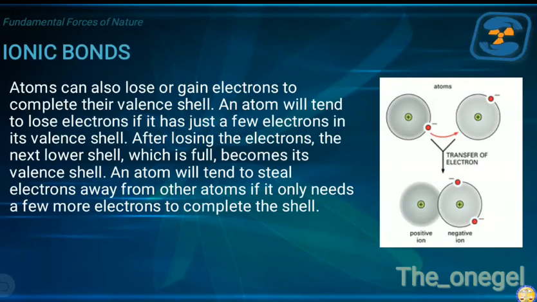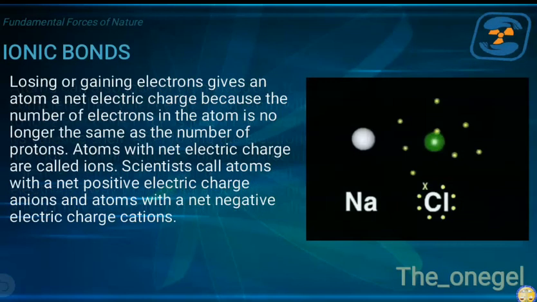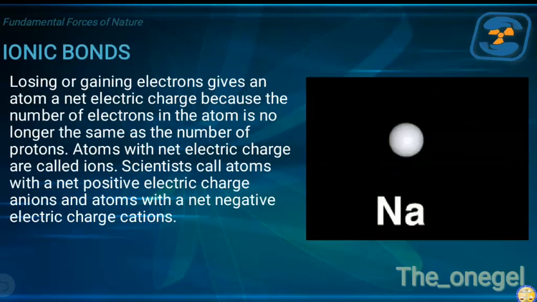So atoms can also lose or gain electrons to complete their valence shell. An atom will tend to lose electrons if it has too few electrons in its valence. After losing the electrons, the next lower shell, which is full, becomes its valence shell. So an atom will tend to steal electrons away from other atoms if it only needs a few more electrons to complete the shell. Remember, there are types of ions now, class. We have negative ions, if you can still remember, and we have positive ions.